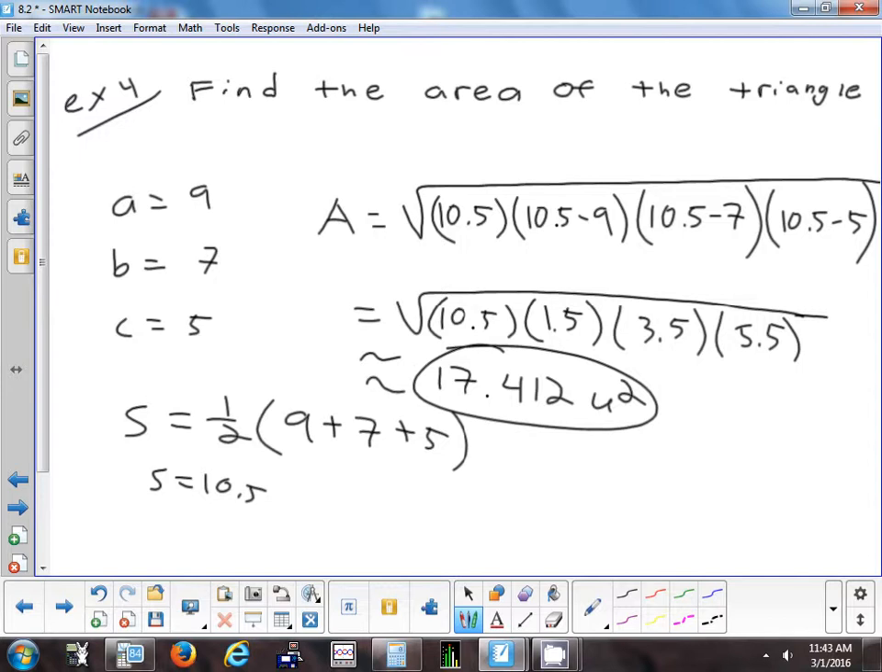So a nice simple formula as an application of law of cosines. Again, not going through the proof, but to find the area of a triangle. Any questions on that?